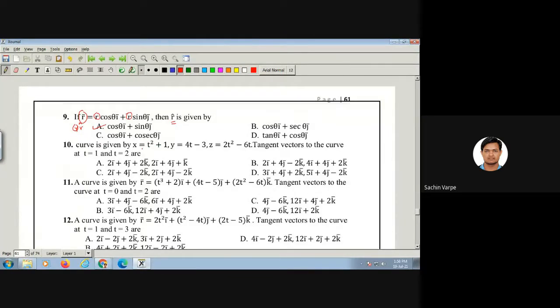For this given curve x, y, and z, tangent vector, we have to first of all express this in terms of r bar. That is, r bar is equal to x i plus y j plus z k. Substitute x, y, z into this and then take the derivative of that with respect to t at t equals 1 and 2. So both will be the tangent vectors.